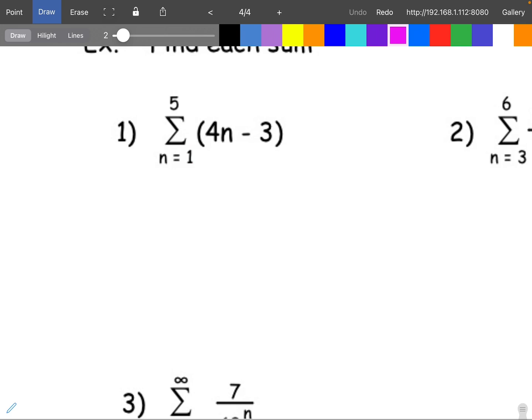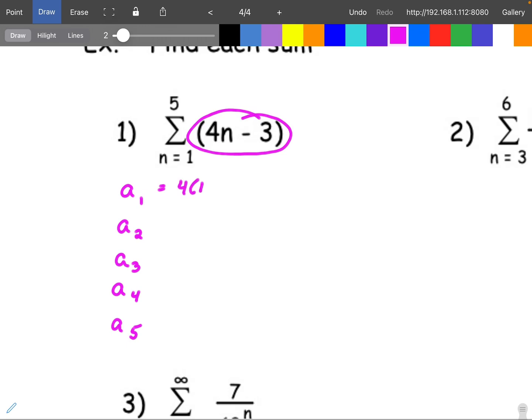So because we have a 1 here, that means the first thing we want to find is a sub 1. The last term we want to find is a sub 5, and we need to find everything in between. So we're going to do a sub 1, a sub 2, a sub 3, a sub 4, and a sub 5, and then we're going to add all of those together. So remember what we're plugging into is this.